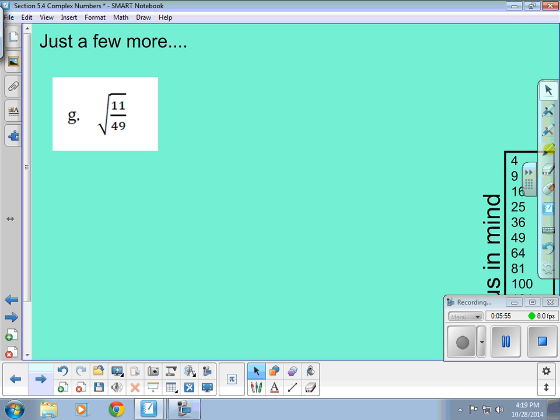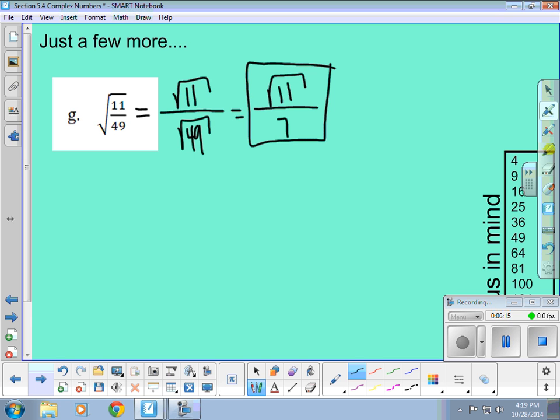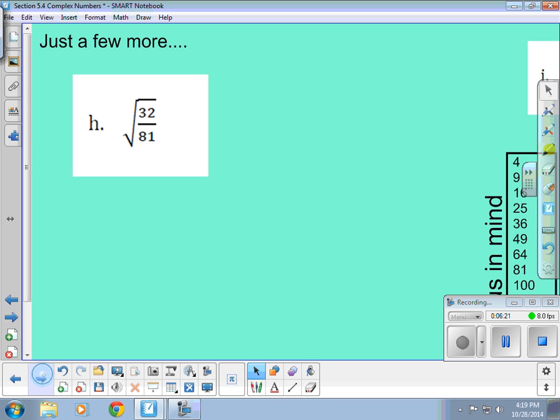Let's go ahead and look at G. Okay, G is division, or the quotient. So I'm going to go ahead and break it apart. Square root of 11 over the square root of 49. Square root of 11 does not have any more perfect squares in it, so it's just the square root of 11. And the square root of 49 is 7. That one is all simplified. There's no radicals in the denominator, so I am good to go.